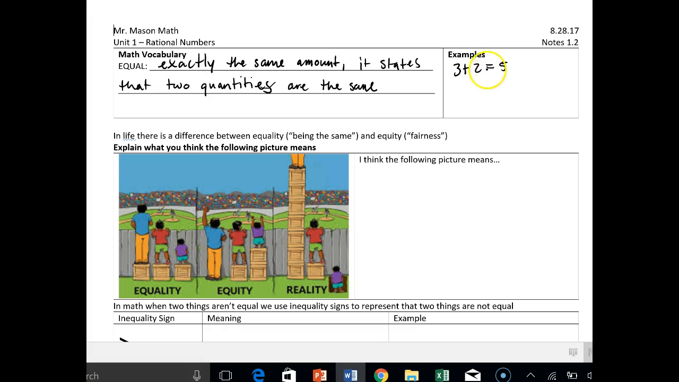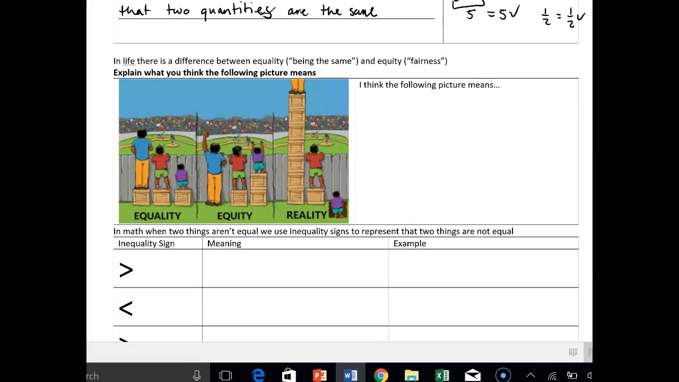Why is this an example of equal? Well, because this side is 5, and 5, of course, equals 5. Another way we could say is two fractions: 1/2 is equal to 3/6, because if I simplified 3/6, I would get 1/2. If I divide this by 3 and this by 3, I would still get 1/2 is equal to 1/2. Cool. So let's take a look at this picture.